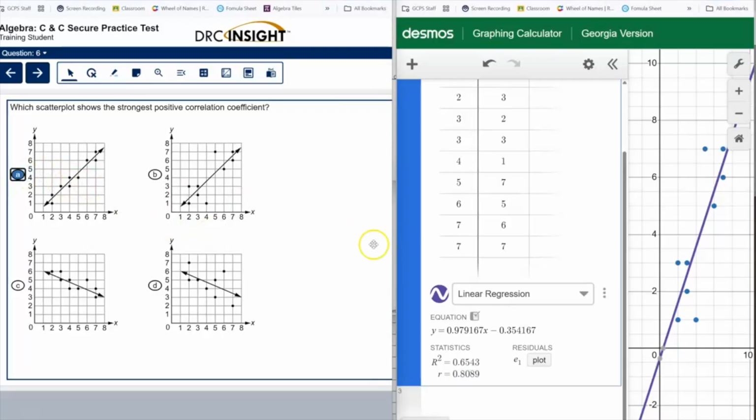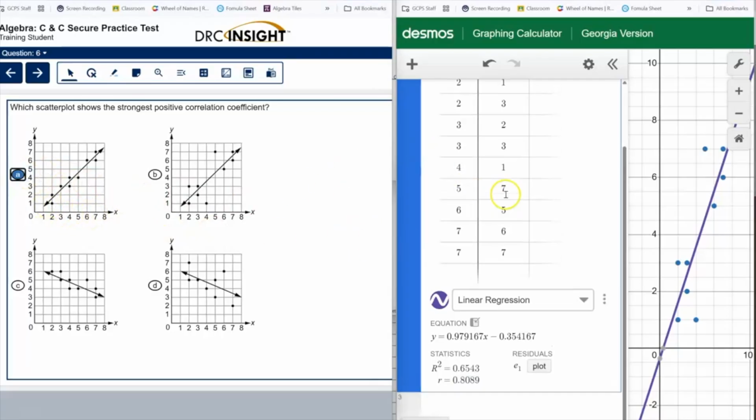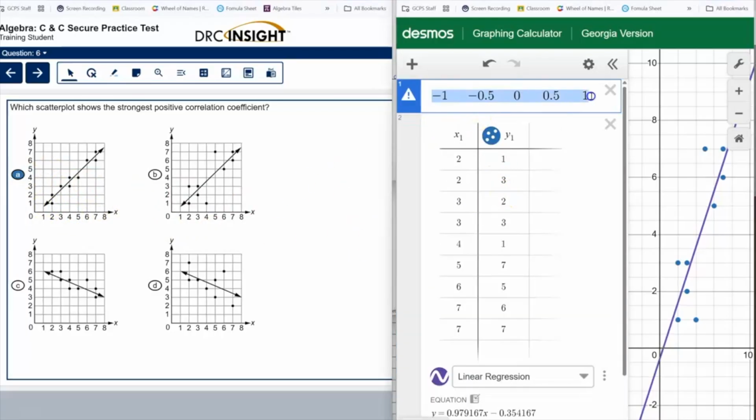Of course, please, please, please, you should know how to determine the strength of the correlation coefficient from numbers as well as from graphs. Obviously, I don't want you typing it in if you don't need to. If they give you a question where they say, hey, determine the correlation coefficient of the scatter plot, then this is how you do it.